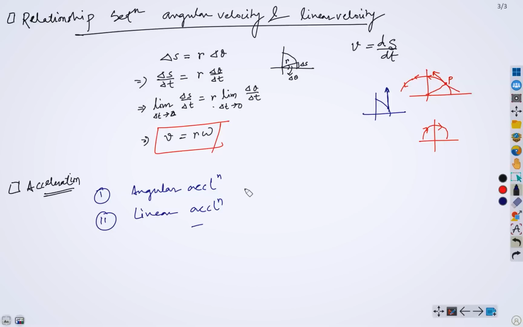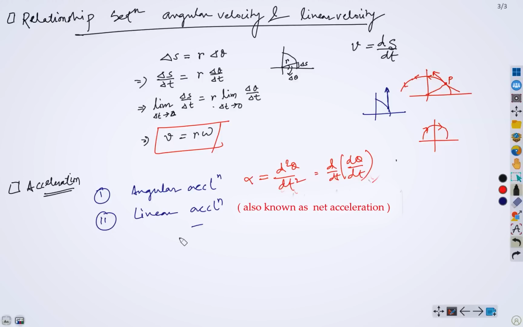What is the definition of angular acceleration? We define angular acceleration in this way: alpha is d2 theta by dt2, that is the derivative of the angular velocity, d by dt of d theta by dt. One thing I want to mention here is that angular acceleration will be 0 if angular velocity is constant. If d theta by dt is constant, then d by dt of a constant is 0.